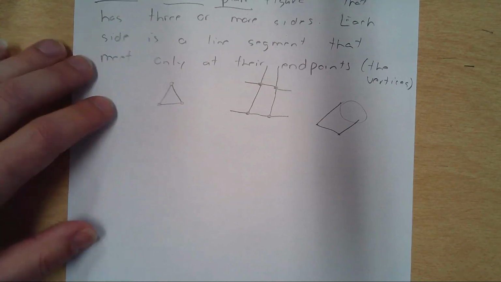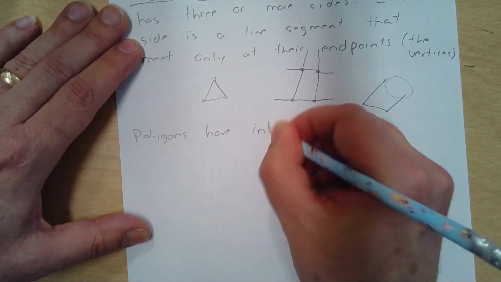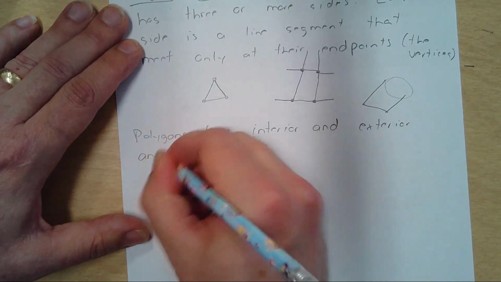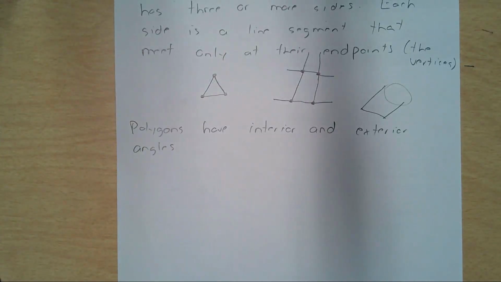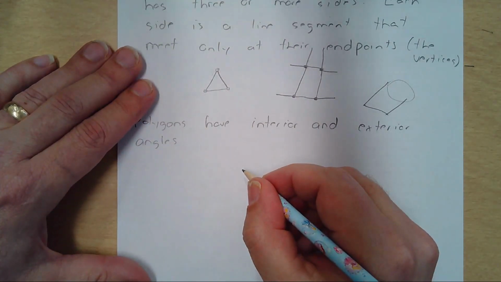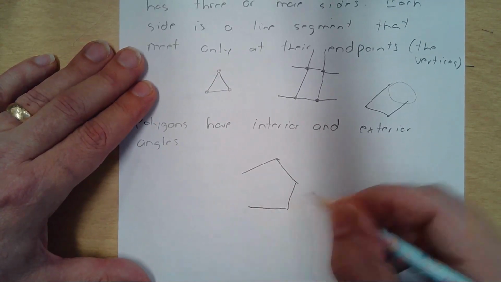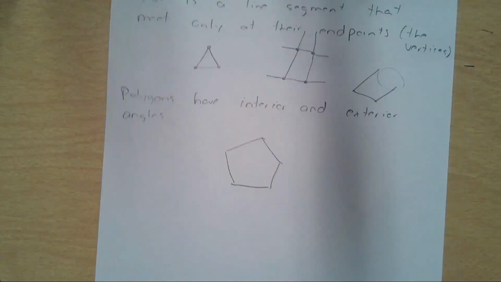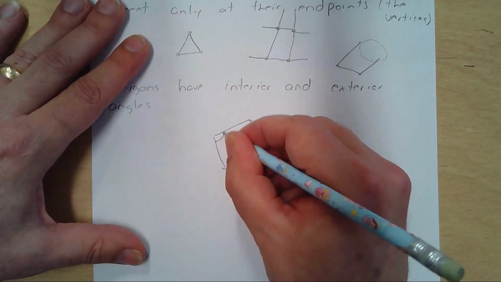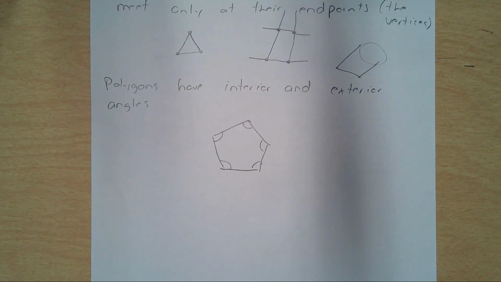Inside all polygons, all right? Polygons have interior and exterior angles. Okay? So I'm going to just draw out 2, 3, 4, 5. Draw it like that. So I drew out a 5-sided figure, which we call a pentagon. And we're going to just assume, again, probably not drawn to scale, but we're just going to assume all these angles are the same here.